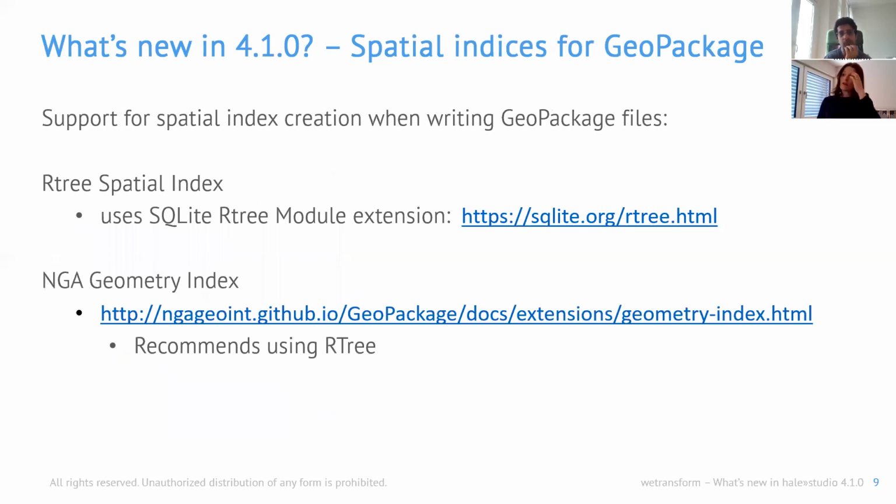Okay. And finally, in terms of notable new features added in 4.1, spatial indices for GeoPackage were added. So there's now support for spatial index creation when you're writing GeoPackage files. There's several different options you'll see. You can choose different spatial index approaches. However, we actually recommend leaving it at the default, which is R-tree spatial index, because even the NGA geometry index documentation recommends using R-tree. So that's what we have set as the default, but there is a drop-down list to select.